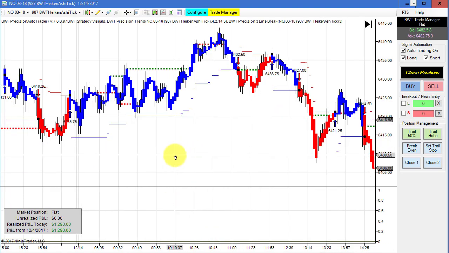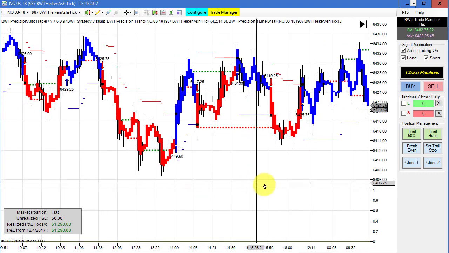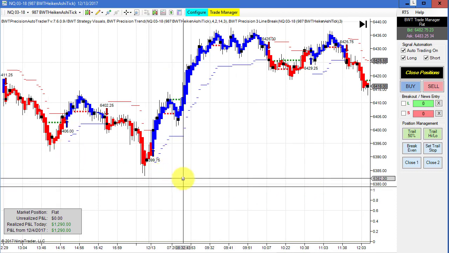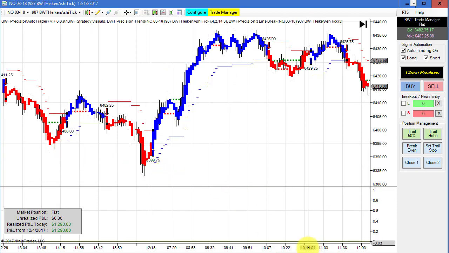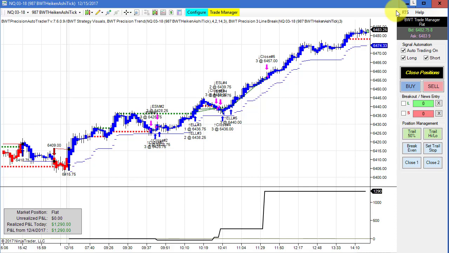And if you scroll back in the chart, you'll see similar performance on the indicator signals. Pretty good signals here for the most part, particularly when we get a large move. So this was quite a solid day for the Nasdaq on the 987 tick chart.